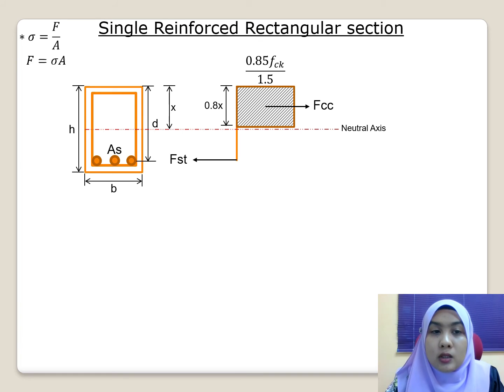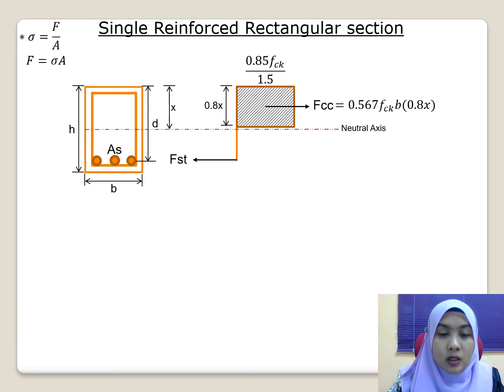So how do you convert stress to force? You need to multiply with area. The area here is the area of this section, which is the B value multiplied with the height. Height is 0.8x, so you will get FCC equals 0.567 fck B times 0.8x. 0.567 is when you divide 0.85 by 1.5. So this is the force in concrete in compression.